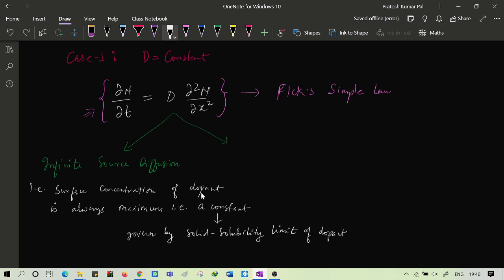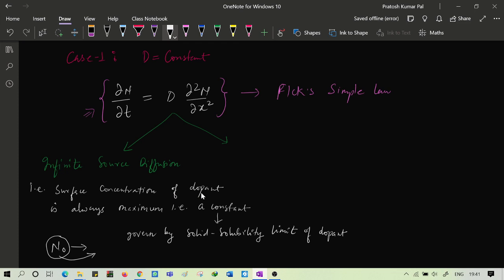So in this diffusion, the source of diffusion, that is the diffusant, or we call it the dopant, is an infinite source. That means even if some dopant atoms diffuse, the source concentration is always given by N0. Suppose N0 is the maximum concentration; after diffusion also, we consider that it is always providing N0 concentration of dopant. That's why it is called infinite source diffusion.